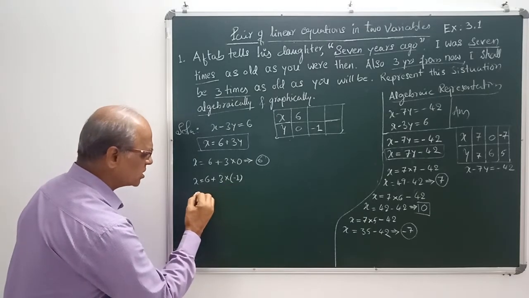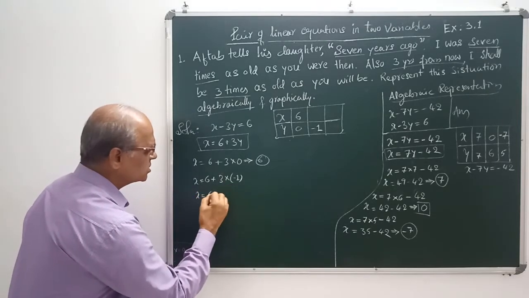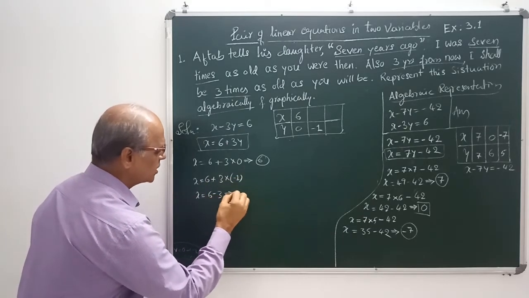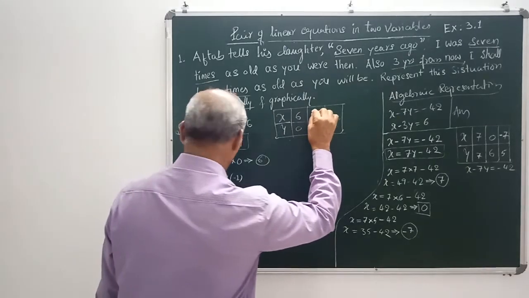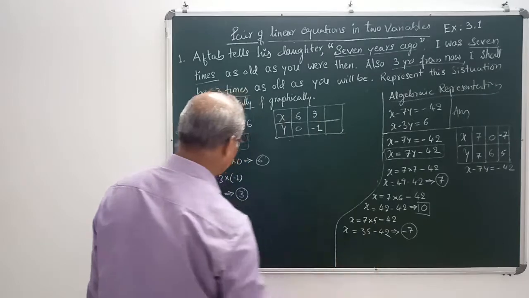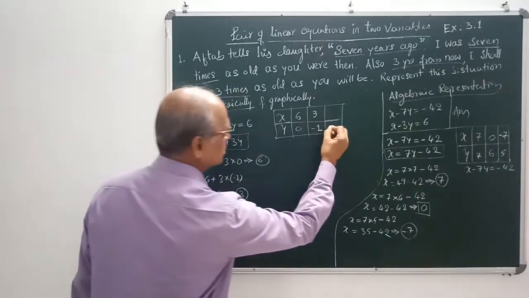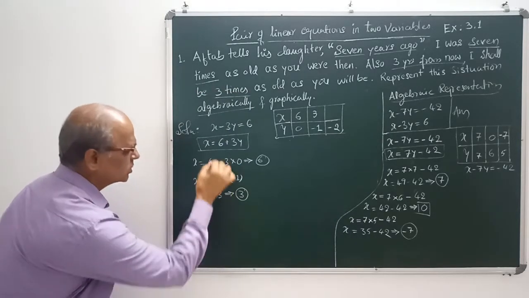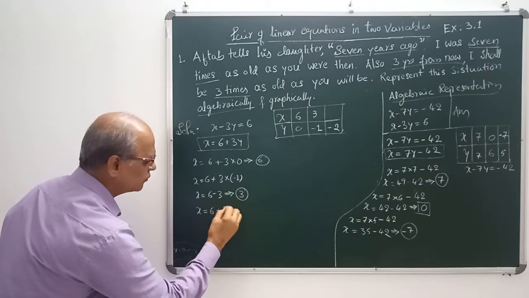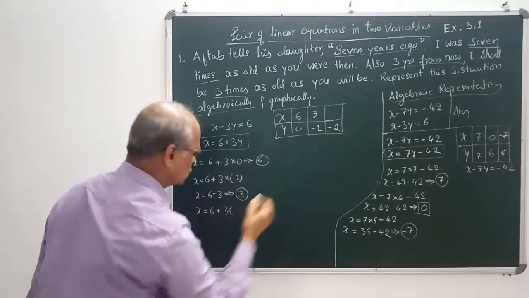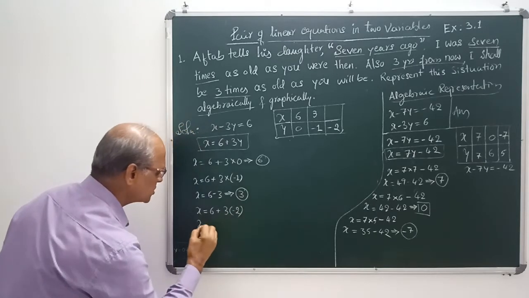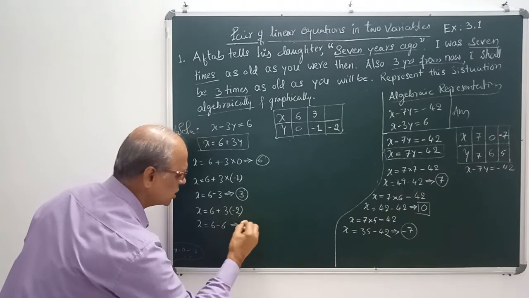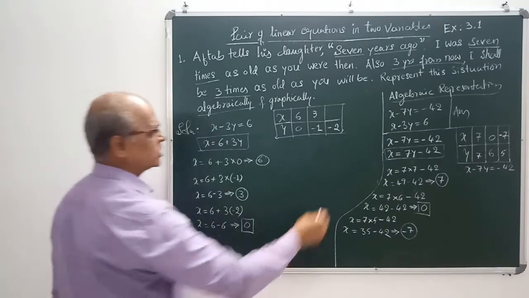So what is your answer in this case? x is equal to 6 plus into minus is minus 3, 3 ones are 3 and your answer here is 3. That means here it is 3. Now go again, suppose you take y as minus 2. What happens here? x is equal to 6 plus 3 into bracket y means minus 2. So x is equal to 6 plus into minus is minus, 3 twos are 6. Your answer here is 0. That means x value is 0.